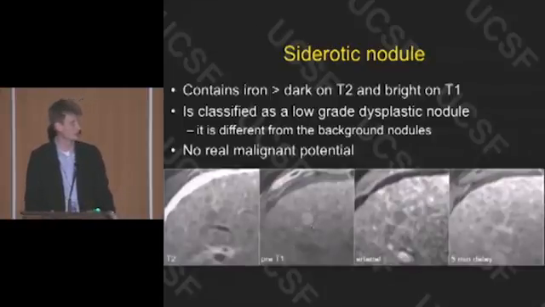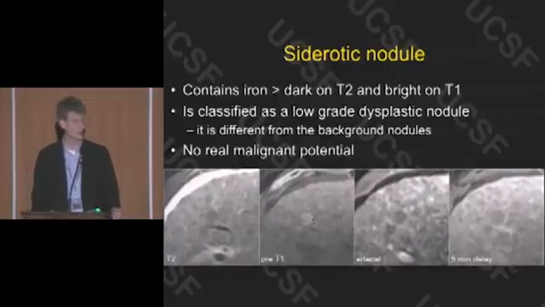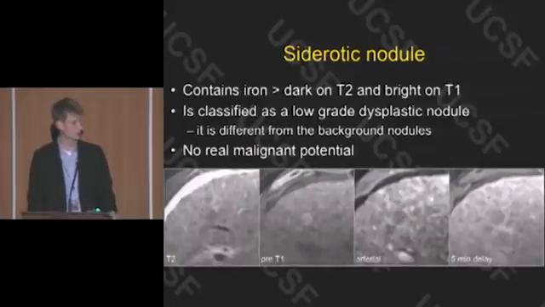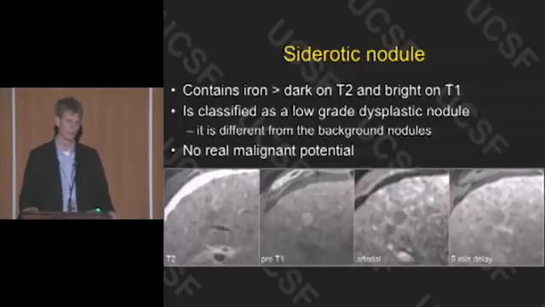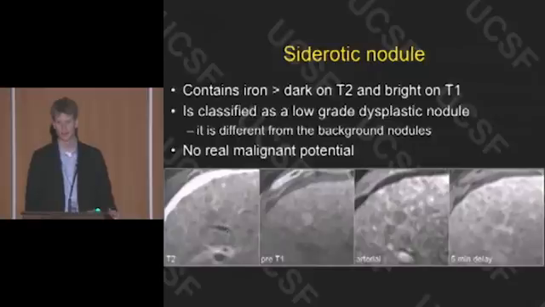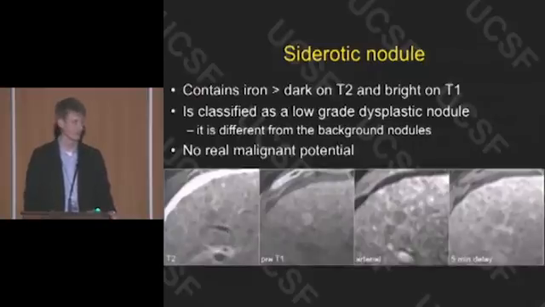We have a single nodule that's different than the background cirrhotic nodules here. It's intrinsically T1 hyperintense and T2 hypointense, and it doesn't really enhance arterially and stays slightly hypointense in all phases. This is a siderotic nodule, and all you really would need to say is that it's a dysplastic nodule. But siderotic nodules don't have malignant potential, so the containing fat is significant in that it indicates benignity of a lesion for a cirrhotic nodule compared to other types of dysplastic nodules.